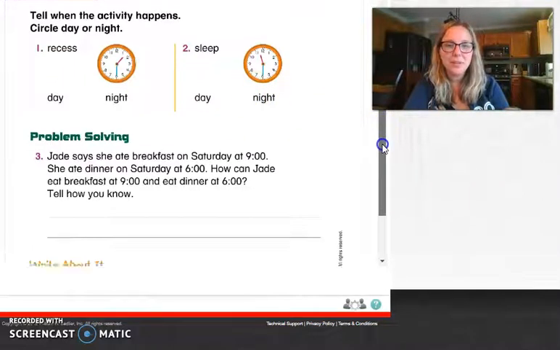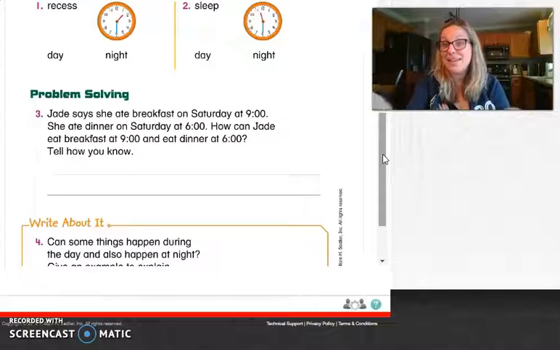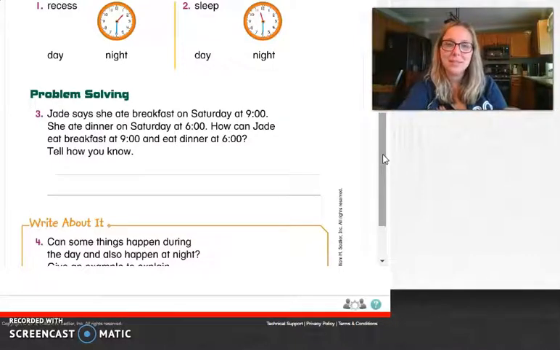Our problem solving on this side says, Jade says she ate breakfast on Saturday at 9 o'clock. She ate dinner on Saturday at 6 o'clock. How can Jade eat breakfast at 9 and then dinner at 6? Well, it could be 9 o'clock in the morning and 6 o'clock in the evening or at night.